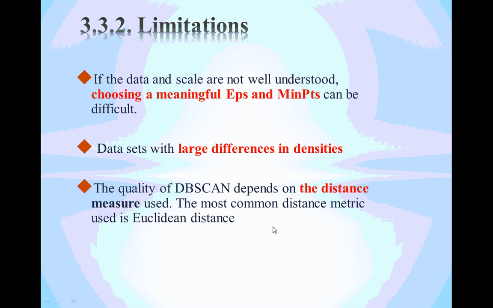And here are also the limitations. Choosing the radius and minimum points, these two values are very important. And if the data has a large difference in density, then it is also difficult to use this method. It also depends on which distance measure we use.